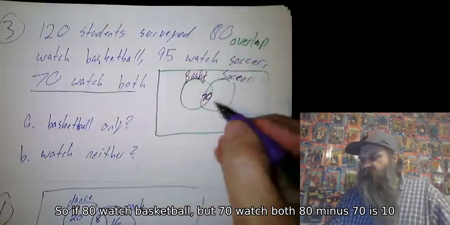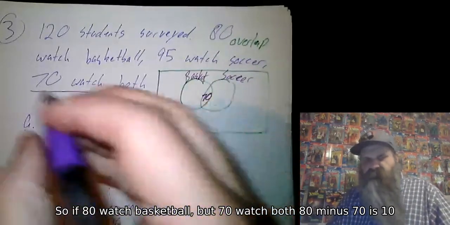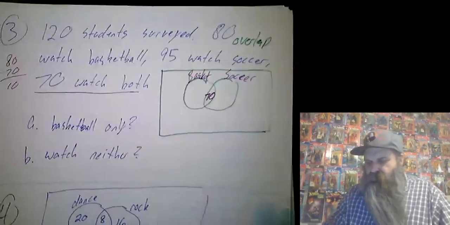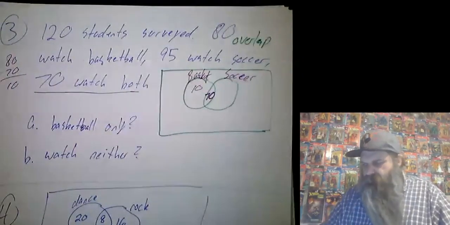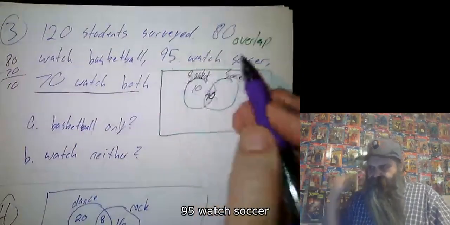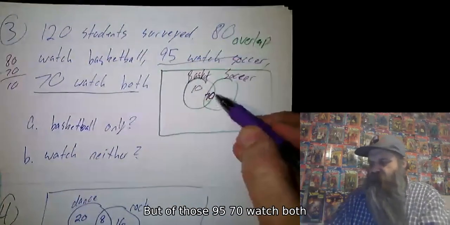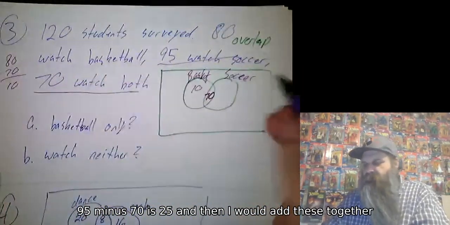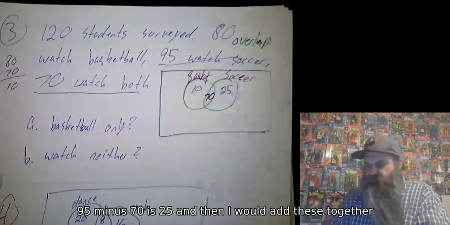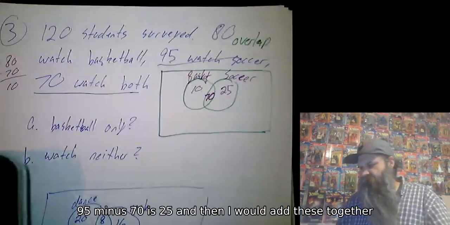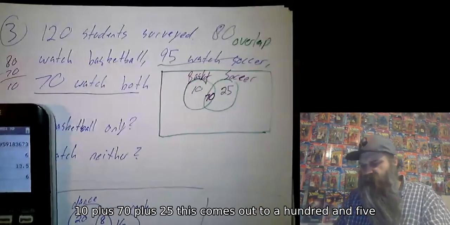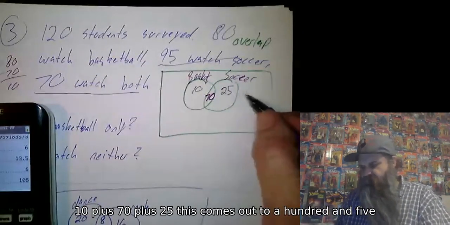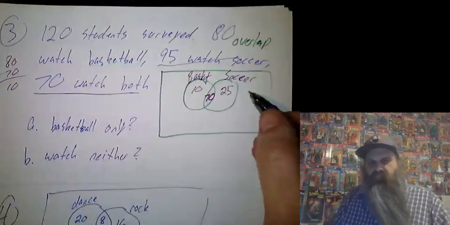So if 80 watch basketball but 70 watch both, 80 minus 70 is 10. If 95 watch soccer, but of those 95, 70 watch both, 95 minus 70 is 25. And then I would add these together, 10 plus 70 plus 25. This comes out to 105.